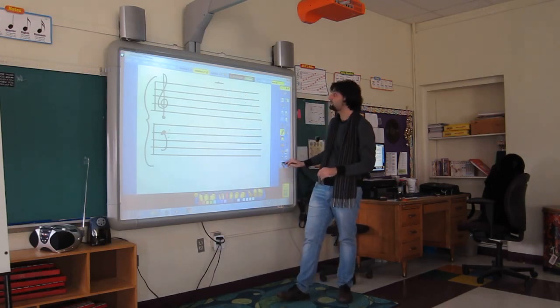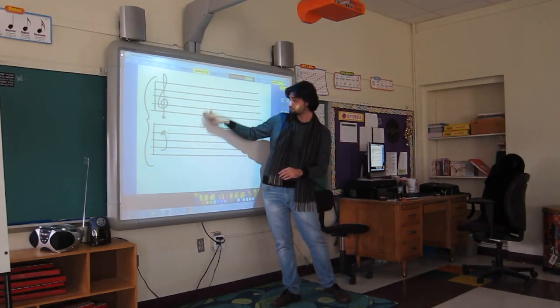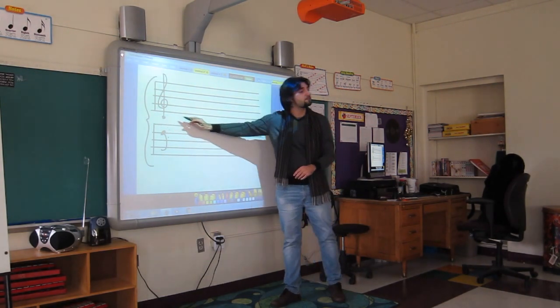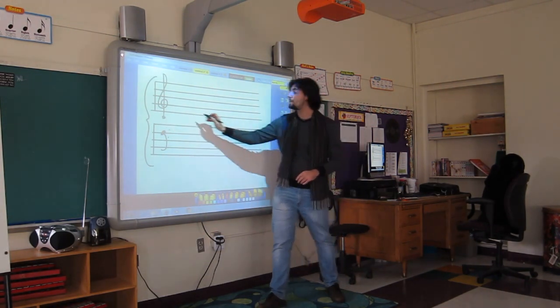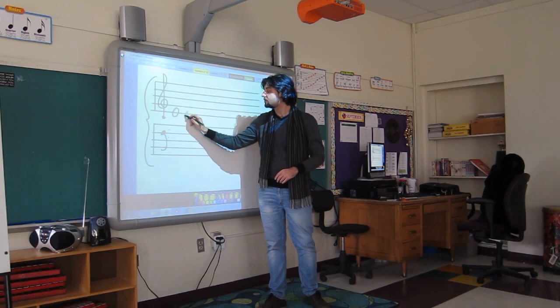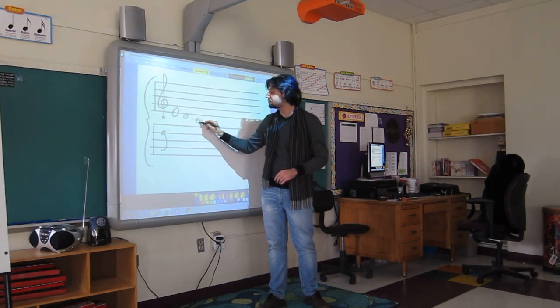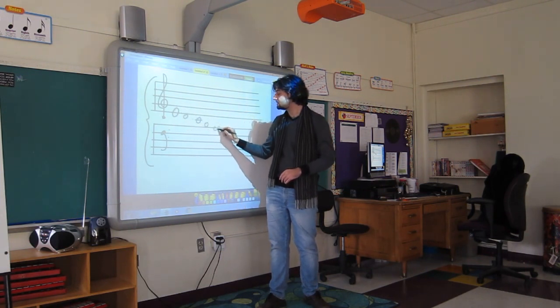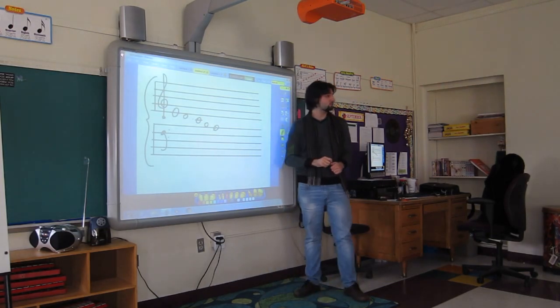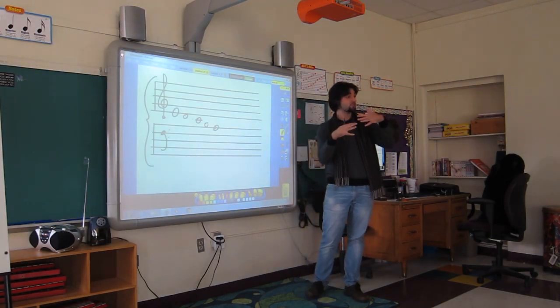Now, between the two staffs, we actually have one invisible line. So if I connect my notes, it's going to go this way. There is my ledger line, and it goes just like so. Do you understand? And that is how the two staffs connect.